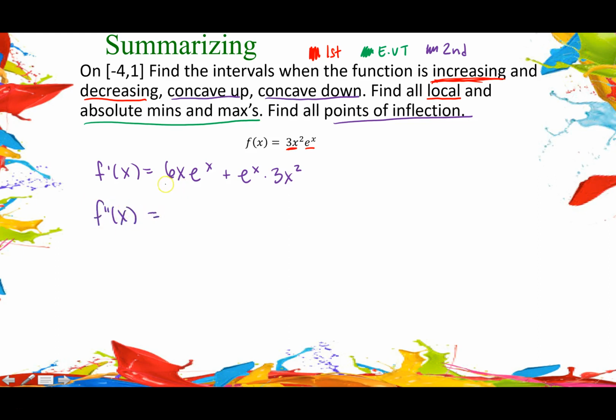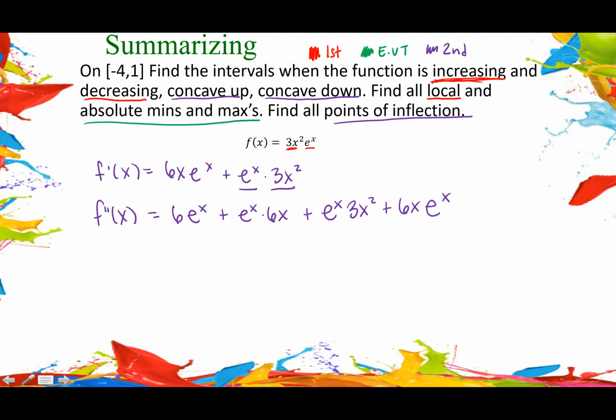Okay, so the derivative of this is going to be a product rule where I have to break it up into this. So the derivative of the first is 6 times the second plus the derivative of the second times the first. Okay, now let's go ahead and do that product rule with this. So now we have the derivative of the first is e to the x times the second plus the derivative of the second, which is 6x times the first.